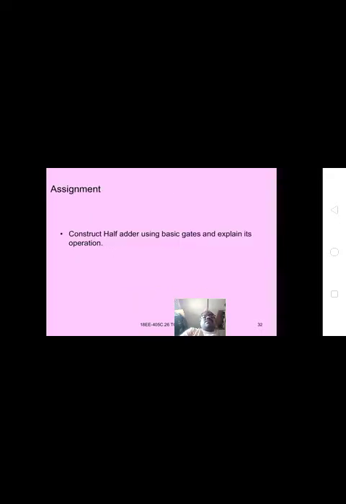Okay, assignment. I have also given a simple assignment also. Please go through the above slides and complete the assignment and submit tomorrow. Construct half adder using basic gates and explain its operation.